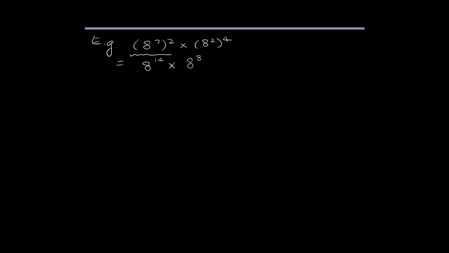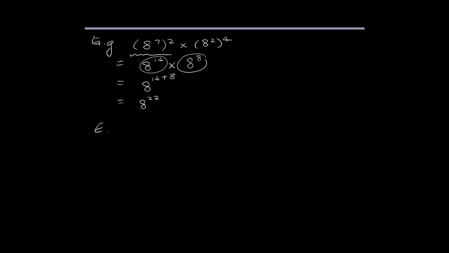At this stage, notice that the brackets have disappeared. Now we're just multiplying two powers, which is index law 1. The bases are the same, so I can just add the exponents. This will become 8 to the power of 14 plus 8, which is 8 to the power of 22.